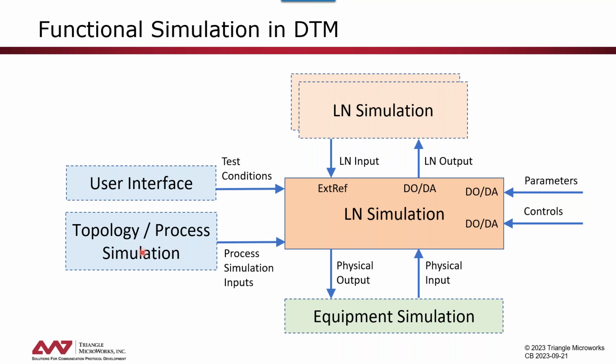Also, of course, we need to consider the behavior of the process, the topology. When a fault has been cleared, the current stops flowing, so the simulation of the protection element that determined the operate signal needs to know that it has to set that back to false because the fault has been cleared. So there is also some additional information going into the function simulation for the different logical nodes.